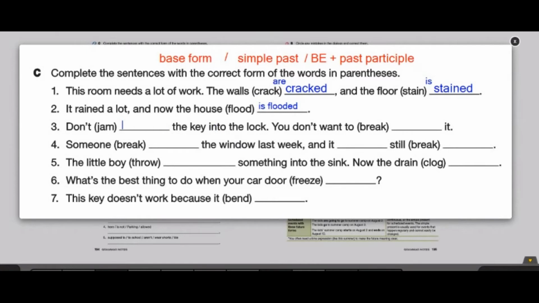Is there any other volunteer for number 3? Okay, Jesus. Don't jam the key into the lock. You don't want to break it. What's your opinion? Thank you, Jesus. I disagree. Okay, why do you disagree? With the first part. Don't jam the key into the lock. Yes. We are using the base form. Look, don't jam the key into the lock. You don't want to break it. Thank you. How about number 4?